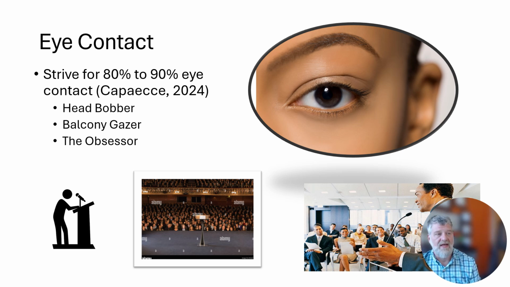We have the balcony gazer, and the balcony gazer is talking to all of the people who are up here in the balcony and ignoring all of the people who are down here close to them. The opposite of that would be the obsessor. The obsessor is just going to talk to two or three friendly faces and smile a lot at those friendly faces, and then ignore the rest of the audience.